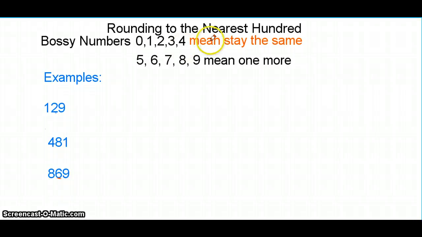Those tell us to keep the number in the place value, which is our hundreds place this time, the exact same number. If our bossy number is a 5, 6, 7, 8, or 9, it tells us to increase our rounding number, in this case the hundreds place, by 1. So let's look at a couple of examples.